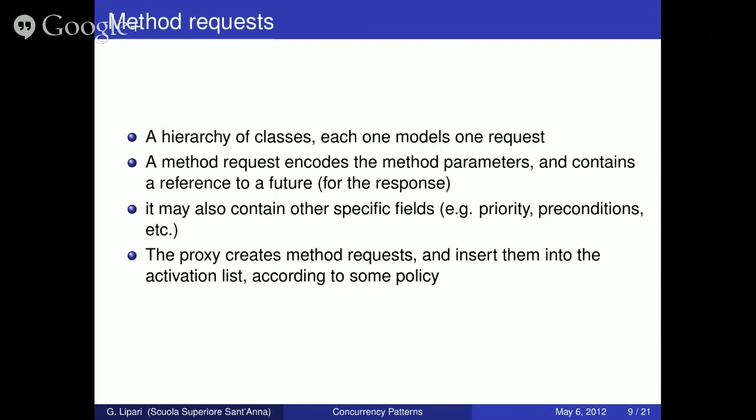Method request. It is a hierarchy of classes. Each one models one request. So basically, this is the packaged task. It encodes the method parameters, and contains a reference to a future for the response. It may also contain other specific fields. For example, it may contain priority, precondition, and so on.